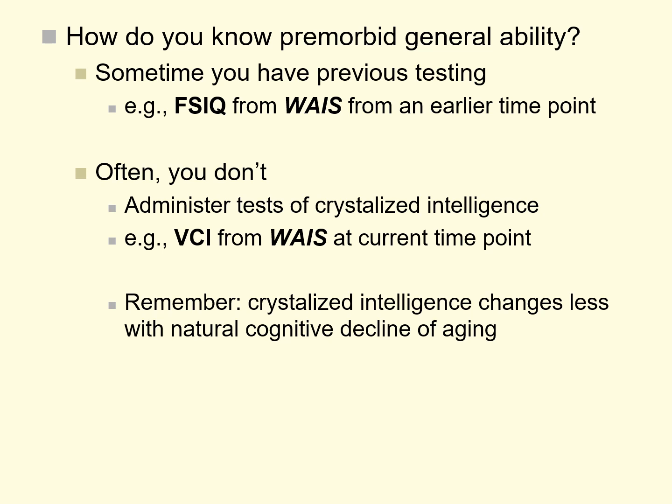So we might use the verbal subtest from the WAIS and get the verbal comprehension index, and use that as an estimate of someone's intelligence premorbid. How can we do that, or why do we do that? Well, verbal ability is thought to be associated with crystallized intelligence.